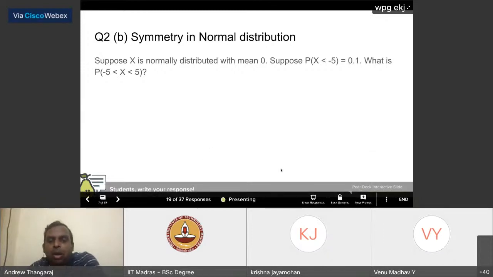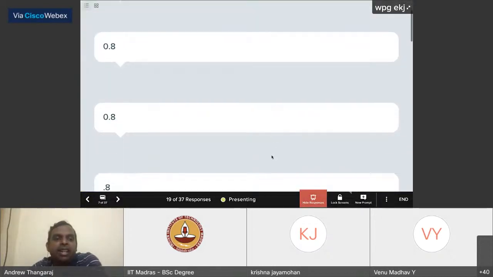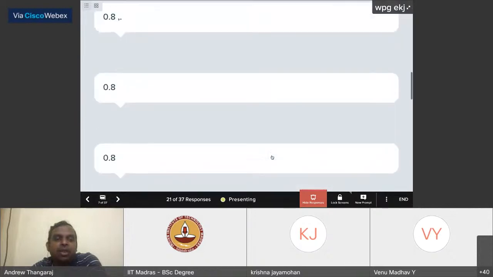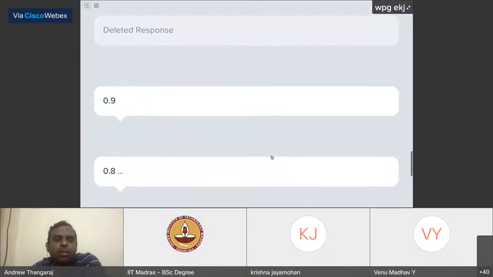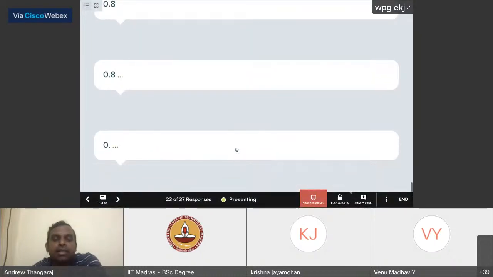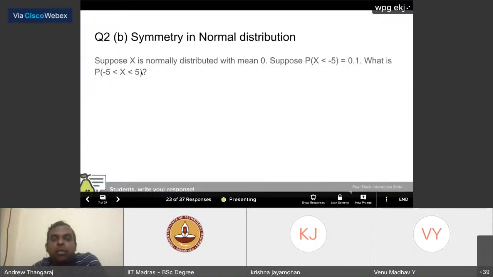Okay, so this one, oh wow, such a fast response. About 19 people have already said yes. 0.8, yeah, there you go. It's sort of trivial in some sense, but this fact is very important. Quite often, oh, 0.9. 0.9 is not quite right. There are two tails, right? My question is about between -5 and 5. So you have to subtract the 0.1 which is below -5, and you also have to subtract a 0.1 which is above 5. So this probability is 1 minus 0.1 minus 0.1. That's 0.8. Okay, so final question.